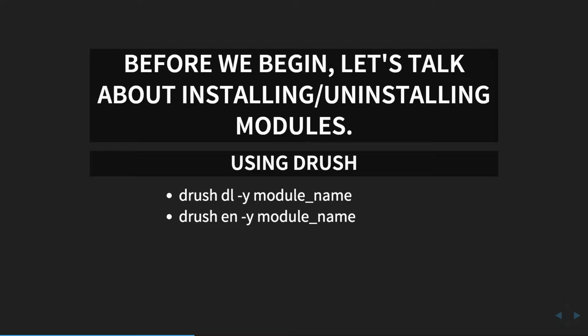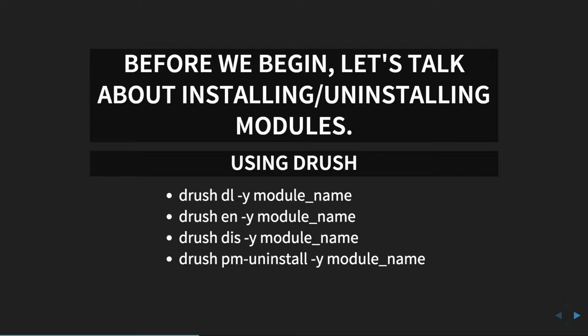The next step is to enable it, drush en module name. If I decide that I don't like it, which happens a lot, the last time I checked, there was 372,000 modules that you can use for Drupal. Not all of them are good, and you may want to disable them and uninstall them. So this can increase your productivity and let you experiment with things that you don't have to commit to a site right away.